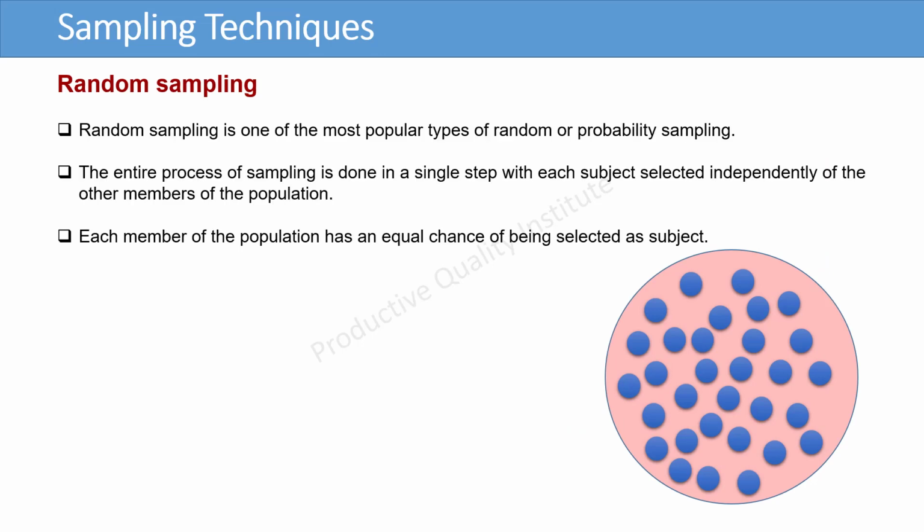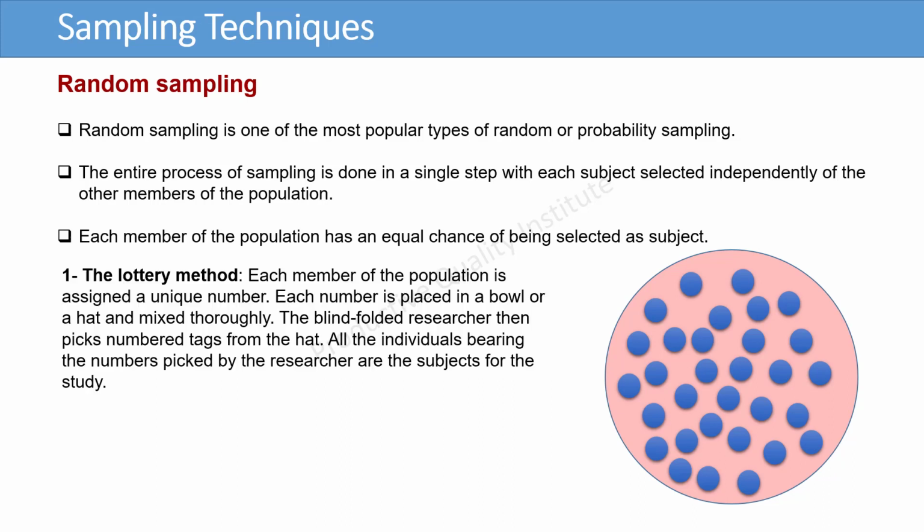The random sampling is one of the most popular types of random or probability sampling. The entire process of sampling is done in a single step, with each subject selected independently of the other members of the population. Each member of the population has an equal chance of being selected as subject.